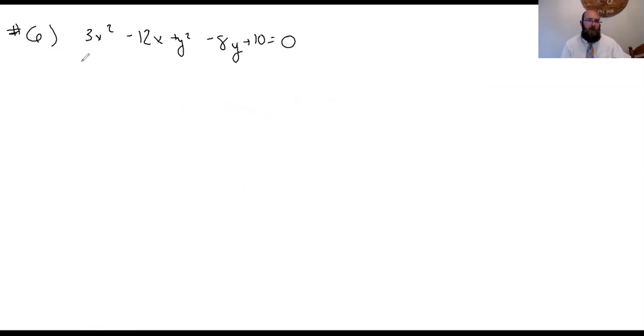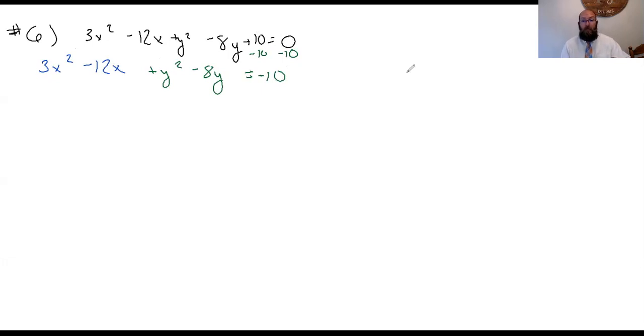I'm going to do this one. I'm going to group up all my x's, and I'm going to do them in blue. So 3x squared minus 12x, and then I'm going to do y's in green: y squared minus 8y. And I'm actually going to subtract the 10 over so that it's on the other side. Okay, I'm just going to ignore him for a little while.